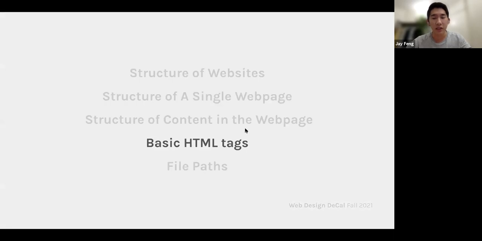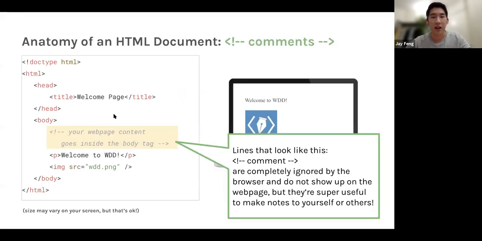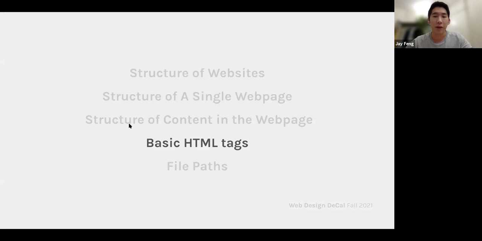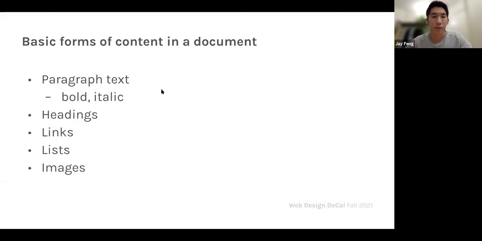Okay, so we talked about some HTML tags earlier in this little anatomy of an HTML document section, but here we'll talk more about what a lot of different HTML tags are, when you might use them, what they look like. And when you're doing your assignments, you can definitely refer back to these couple of slides to see what tags you should be using, especially on this first homework assignment that's going to be released tonight. So the basic forms of content in a document include paragraph text that can be bolded or italicized, also headings or links or lists or images.